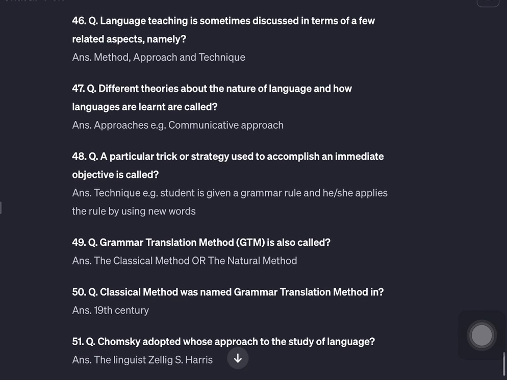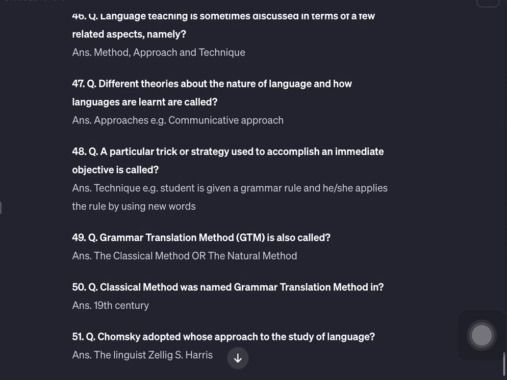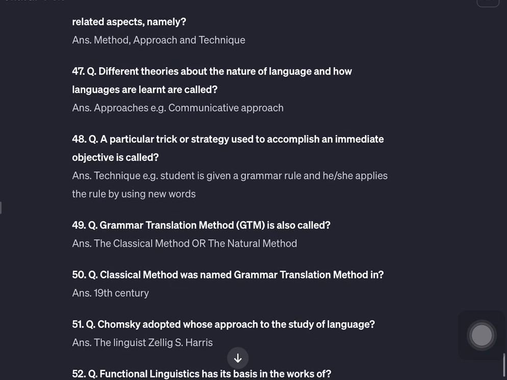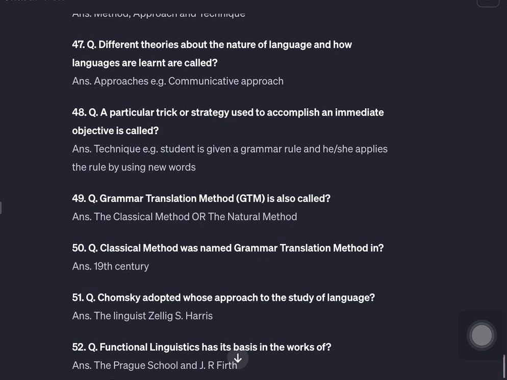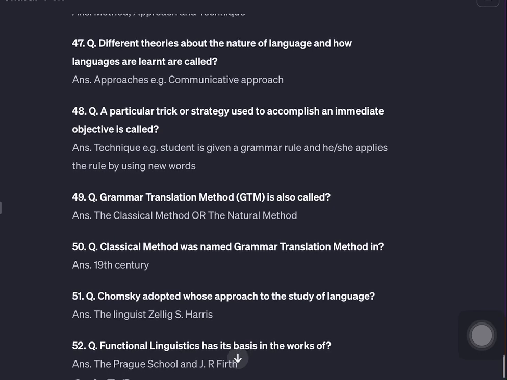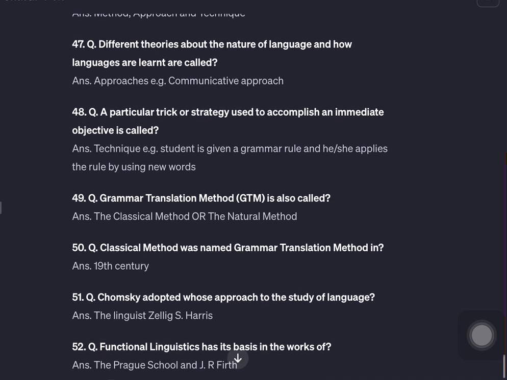49. Q. Grammar translation method, GTM, is also called? Ans. The classical method or the natural method. 50. Q. Classical method was named grammar translation method in? Ans. 19th century. 51. Q. Chomsky adopted whose approach to the study of language? Ans. The linguist Zellig S. Harris. 52. Q. Functional linguistics has its basis in the works of? Ans. The Prague School and J.R. Firth.